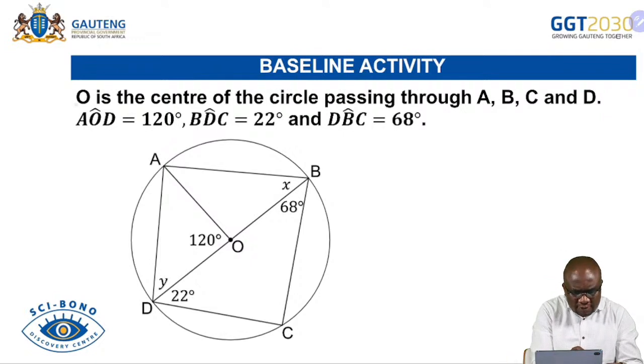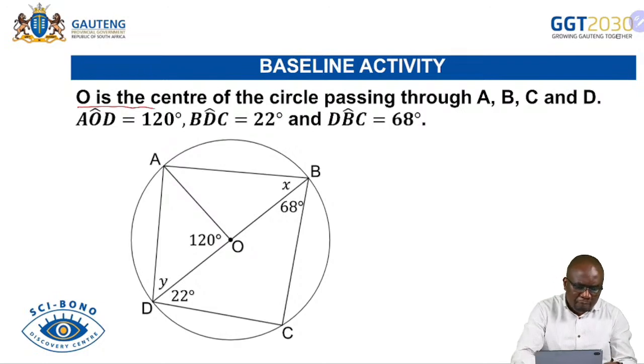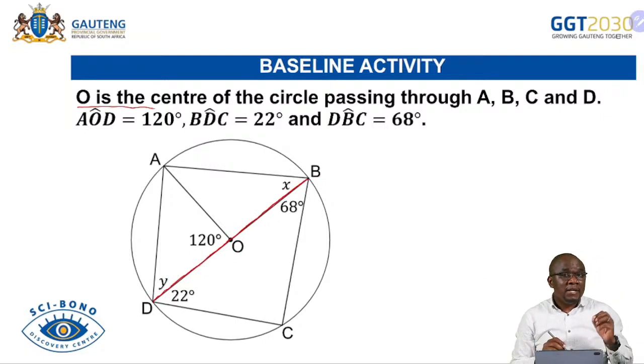O is the center of the circle, so it means BD. Do you see the line BD? It passes through the center. So what type of chord is this? This is a diameter. Remember, a diameter is the chord that passes through the center. It is a special chord.